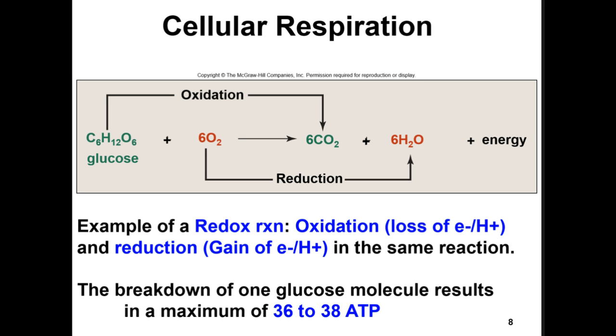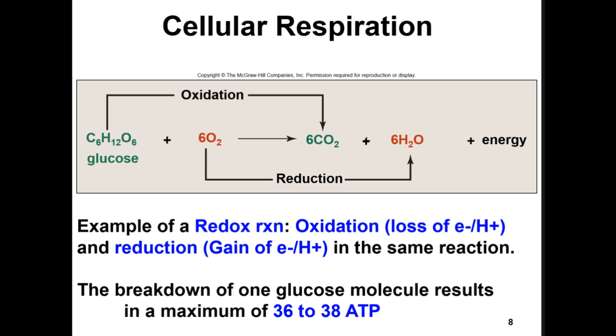Cellular respiration is also an example of a redox reaction. In a redox reaction, you have a molecule that is being oxidized, which means broken down with the loss of electrons and protons. And then you have another molecule which is reduced, which means it gains the electrons and hydrogens. And in a redox reaction, the oxidation and reduction occur in the same reaction.